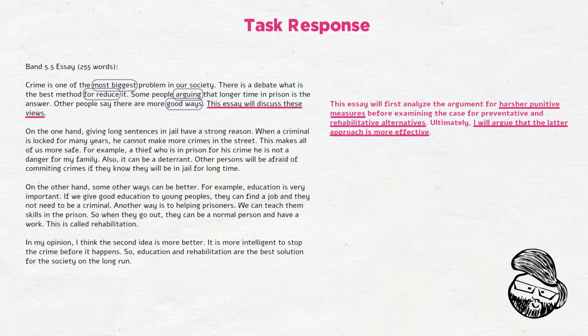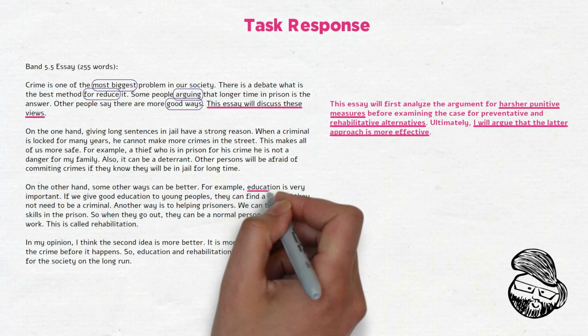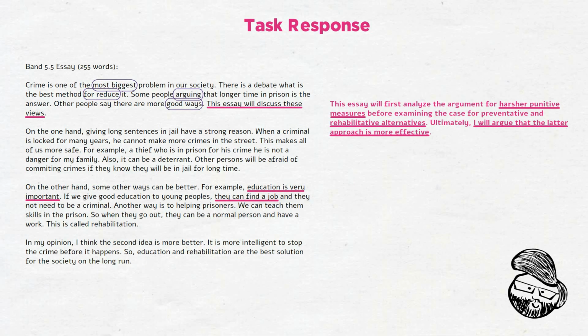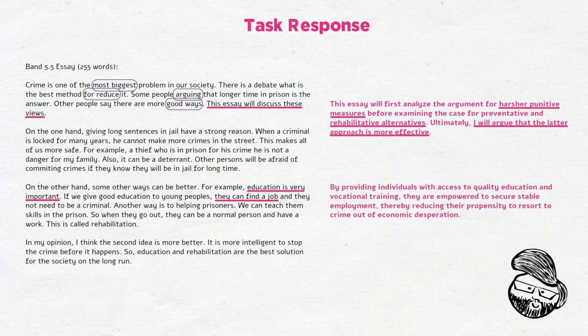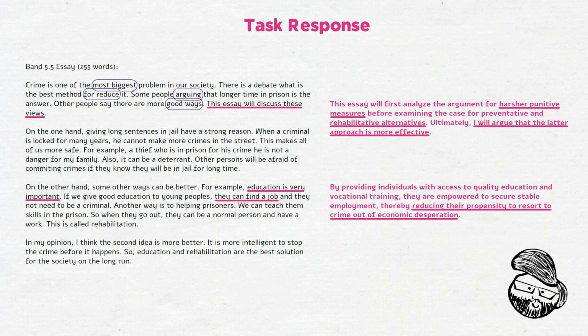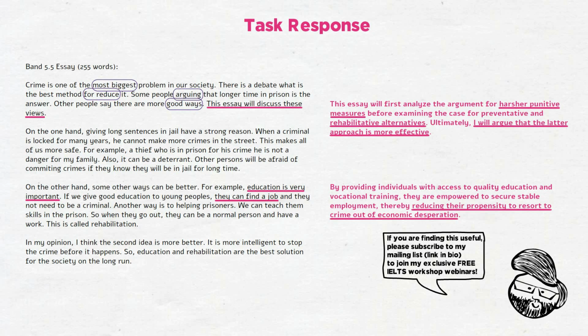However, task response goes far beyond a good introduction. For a discussion essay, examiners expect you to thoroughly explore both perspectives. Take a look at the second body paragraph here. "Education is very important, they can find a job." While the core idea is valid, it lacks the necessary depth. When we expand on this point to clarify exactly how education prevents reoffending, specifically by reducing their propensity to resort to crime out of economic desperation, the argument becomes robust and convincing. This is the level of detailed development required to secure a Band 7 or higher.